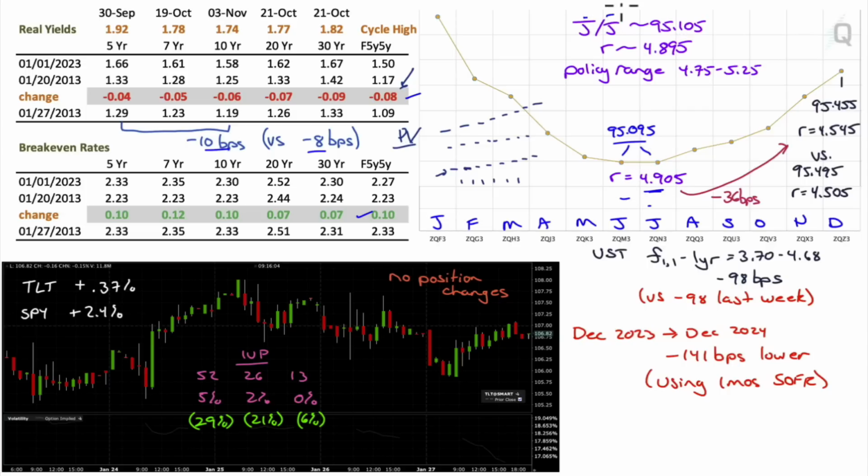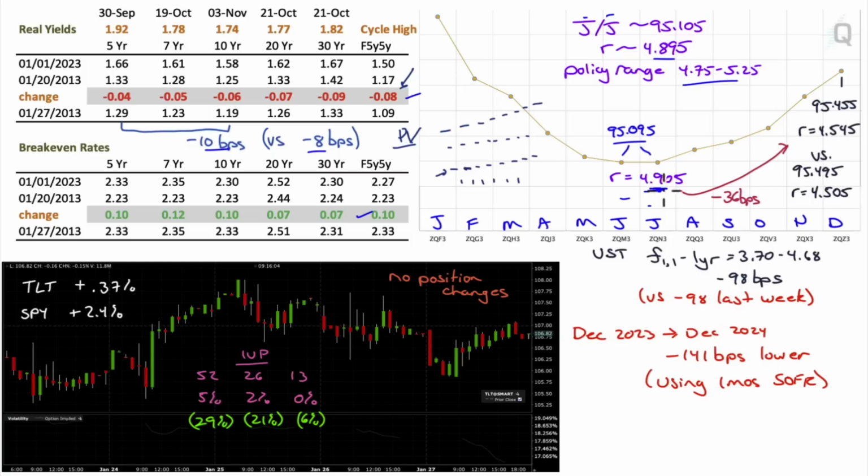Last week, doing the same thing, June and July, pretty much at the same level, implying a rate of 4.895. Here it's just 1 basis point higher. No change in what we think the policy range will be. End of year, pretty much the same area here, 95.455 versus 95.495. So the terminal rate at the end of the year is up by 4 basis points, from 4.505 to 4.545. Not much of a change.